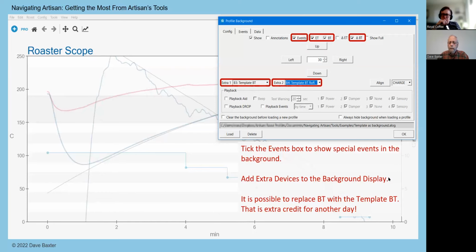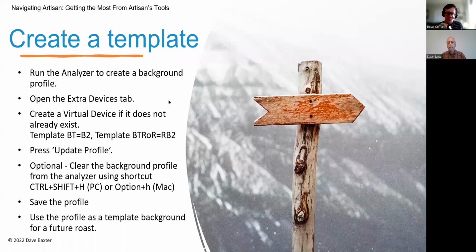So we add extra devices to the display, and let me just say it's possible, if you want to, to replace the original bean temperature curve and its attendant RoR curve. That's possible to do as well, but we'll leave that as extra credit for another day for how to do that. But with this, now you have a background curve that you can bring in and use for your future roasts that has that information that was generated in the analyzer.